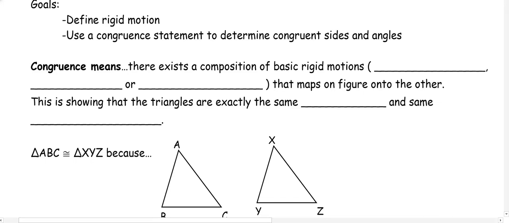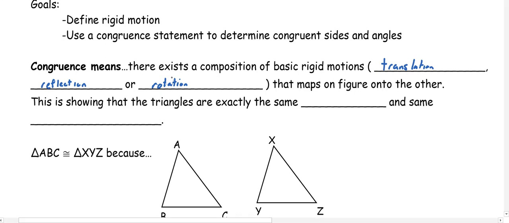In this video, we're going to define rigid motion and we're going to use a congruent statement to determine congruent sides or angles. So remember that congruent means that there exists a composition of basic rigid motions. Think back a couple of chapters. We have translations, we have a reflection, or we have a rotation that maps one figure onto another.